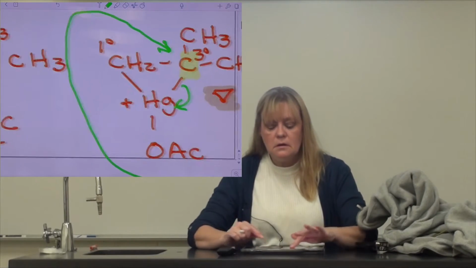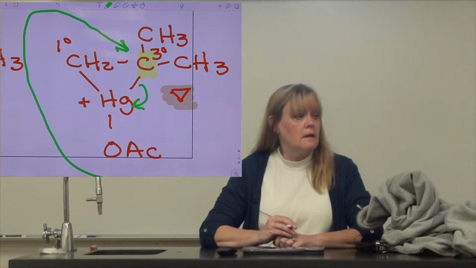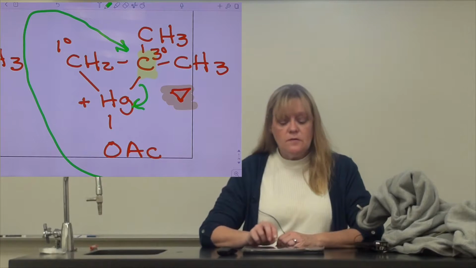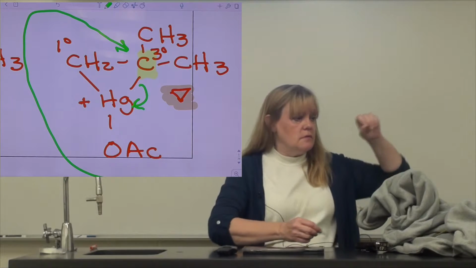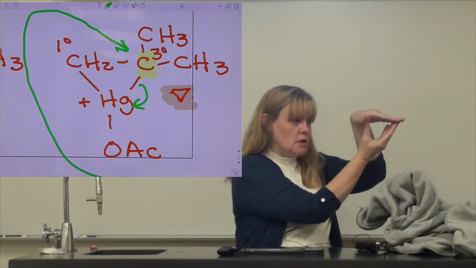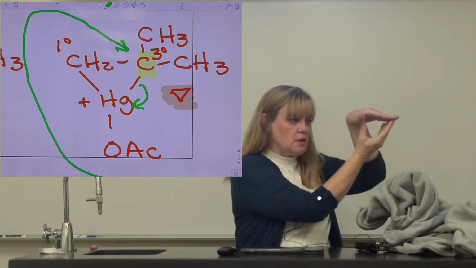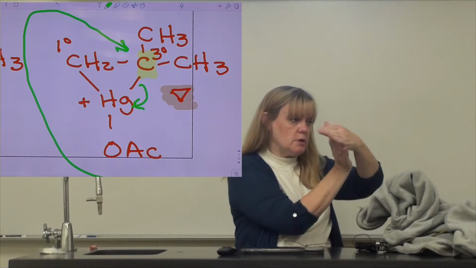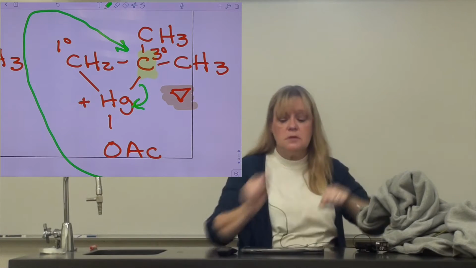Why does it have to attach on the opposite side? Yeah. It's because if you saw the carbons, in the way that they look, mercury is like this. It's blocking this whole side, but this side is open. So it has to add opposite.